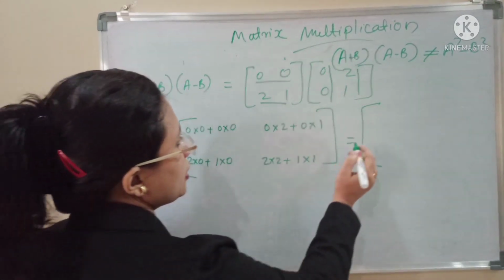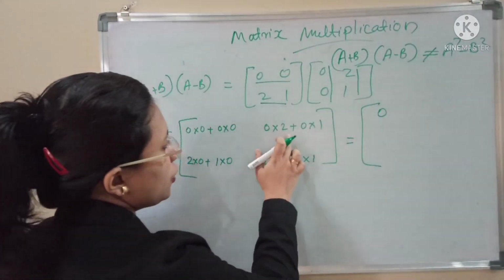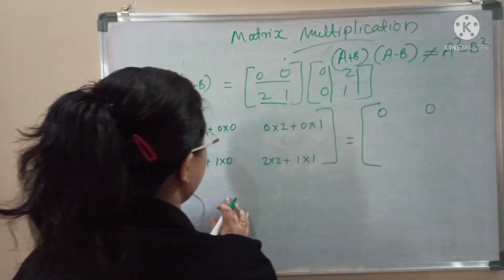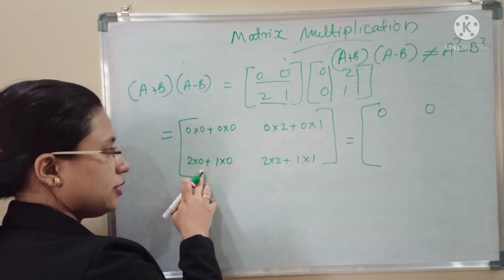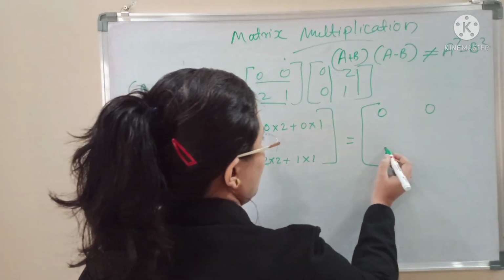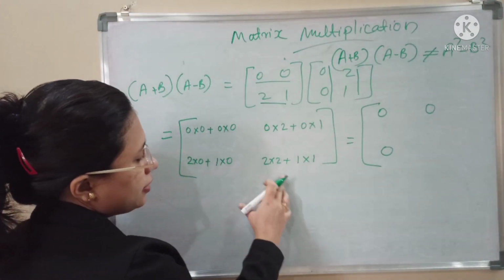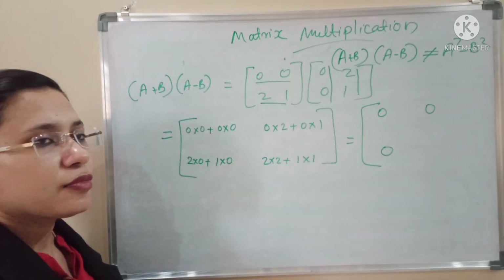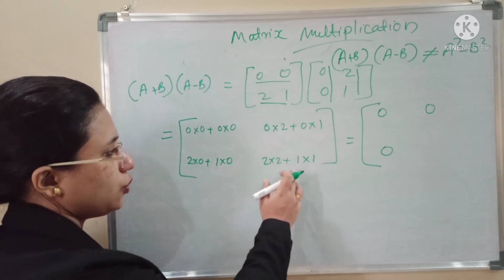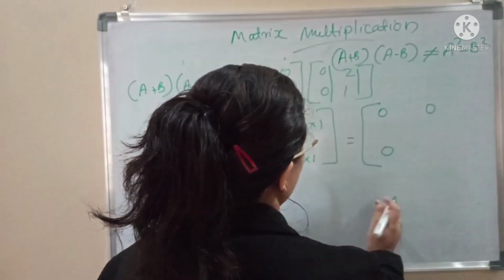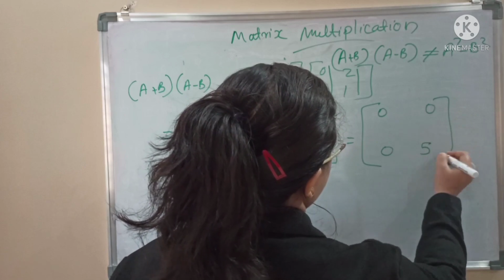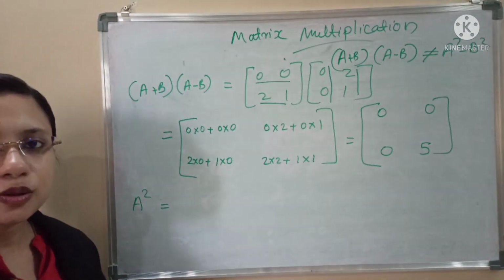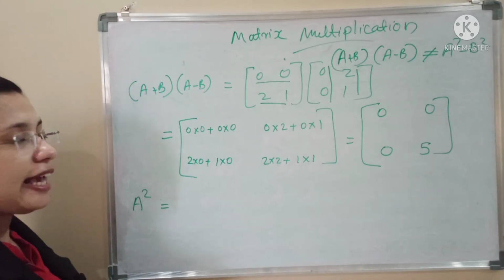So this whole term is 0. Now 0 into 2 is 0 plus 0 into 1 also 0. Now here 2 into 0 is 0 plus 1 into 0 is 0. Now here it is 2 into 2, that is 4, plus 1 into 1, 1. So 4 plus 1, 5. Clear? So similarly we are going to find out A square.